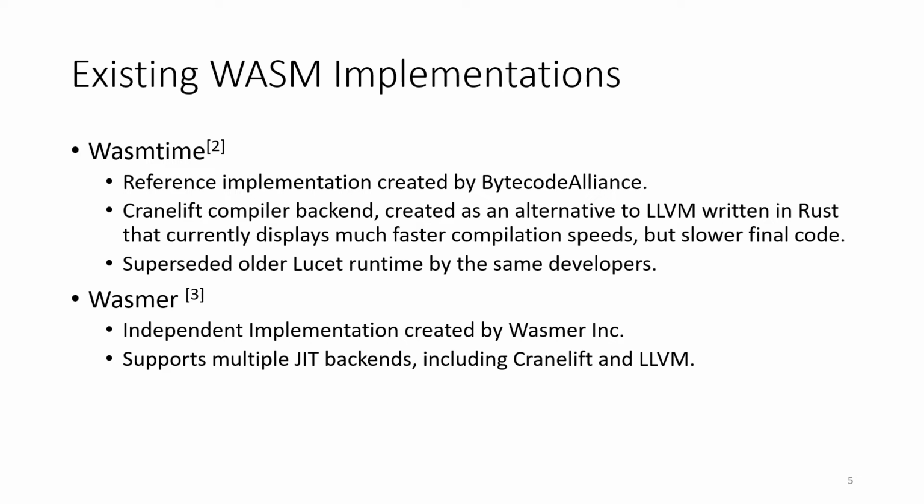There are a couple of note to this paper, the first of which is Wasmtime. This is a sort of reference implementation of the WASM standard created by the Bytecode Alliance. It includes a custom compiler backend called Cranelift, which can also be used as an alternative to the LLVM in the Rust compiler. It is written in Rust, as is the parent Wasmtime project. Cranelift currently compiles code much faster than the LLVM, however, as a trade-off, it has fewer optimizations it can perform.